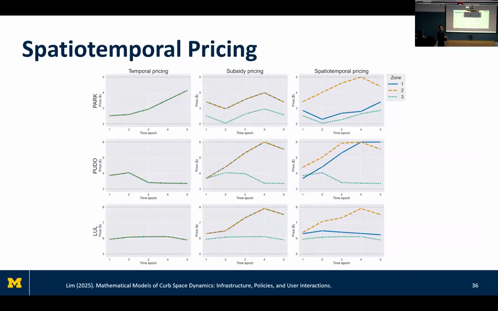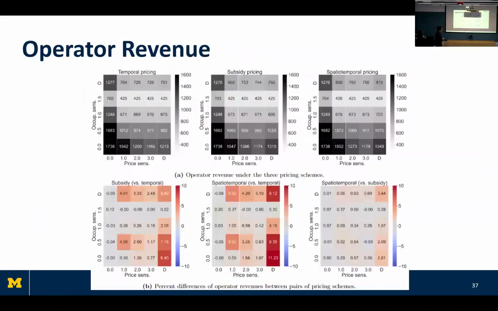Yeah, so this is one example of spatial pricing. These are simulated results, so it's not representing any real life settings. Just to give a demonstration: temporal pricing is uniform pricing at different times. Subsidy: we know zone 3, indicated by the dotted green line, has a lower demand, so we're giving a lower price. Spatial temporal pricing gives full flexibility of pricing to the model.